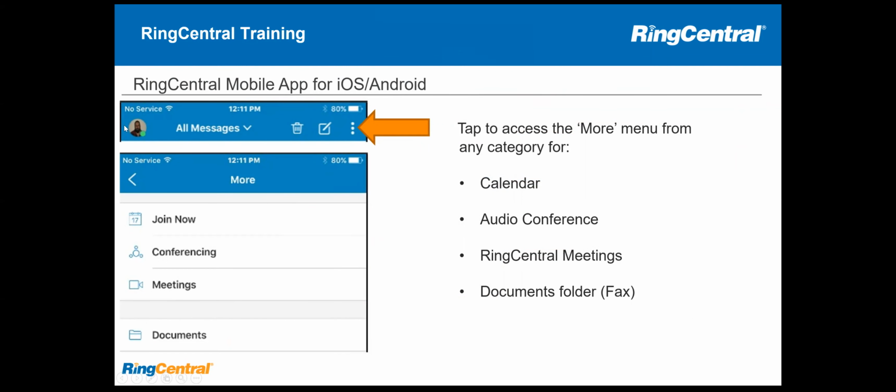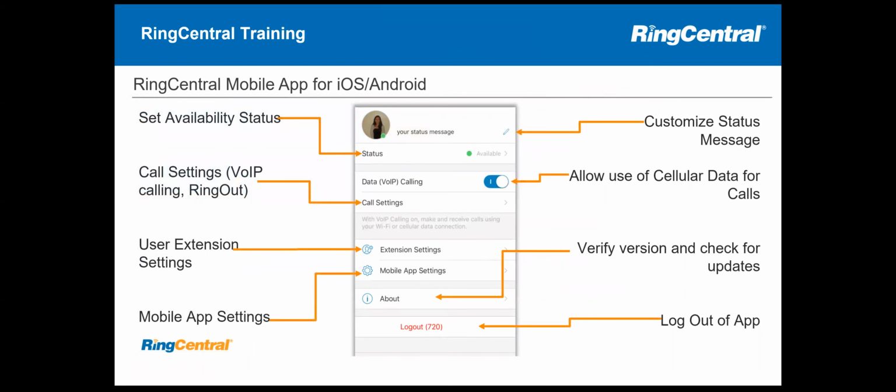This icon up here is your silhouette, which is your profile. If you tap on this, it will take you to the screen here. This is where you can make yourself available or do not disturb or whatever you like. You can even edit the message of that status as well.